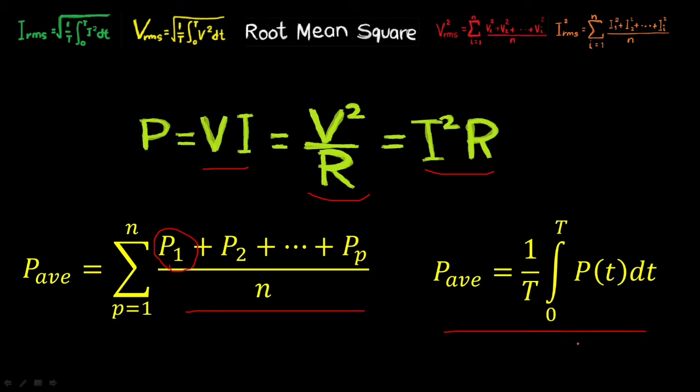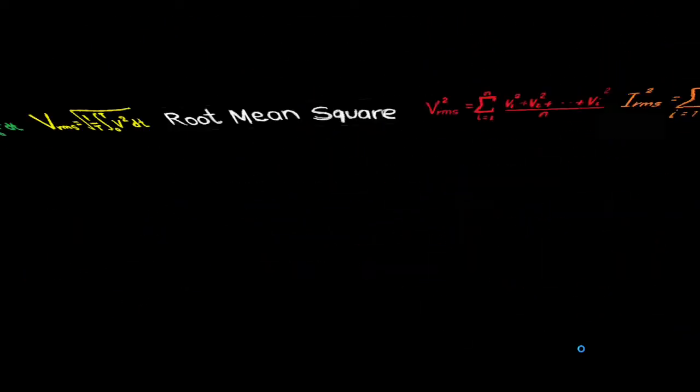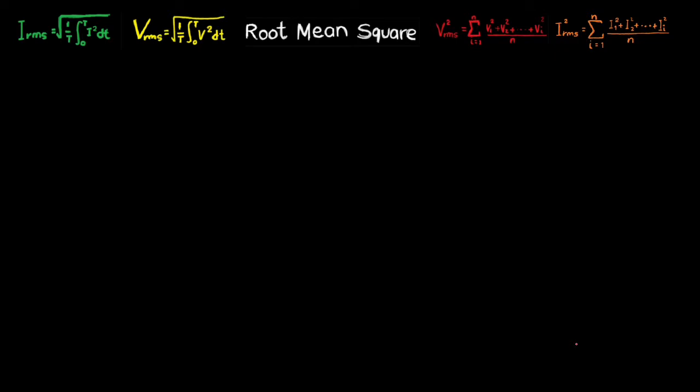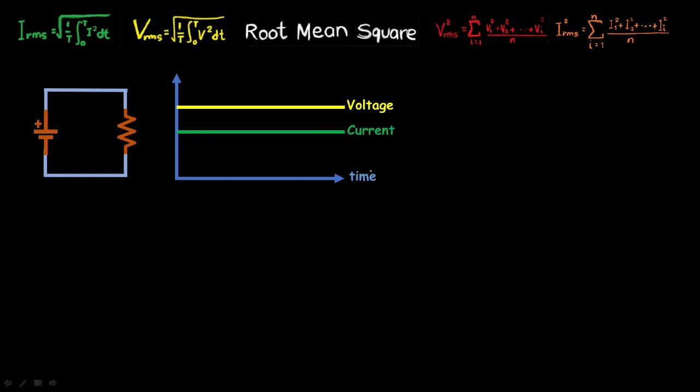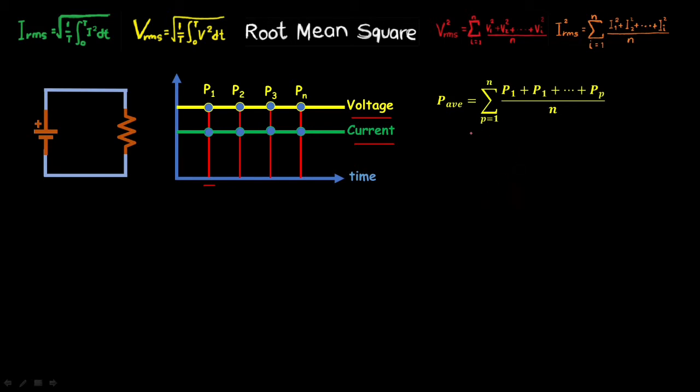Let us have an example. In a DC circuit wherein a constant voltage is being applied to the resistive load, therefore we will also have a constant current. If I sample the power, that means taking the product of the voltage and the current at different points, and then take the average of those samples, that will give us the effective power delivered to the load using the summation formula. We will call each sample the instantaneous power.